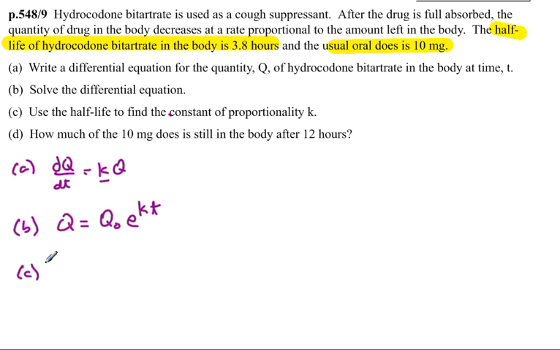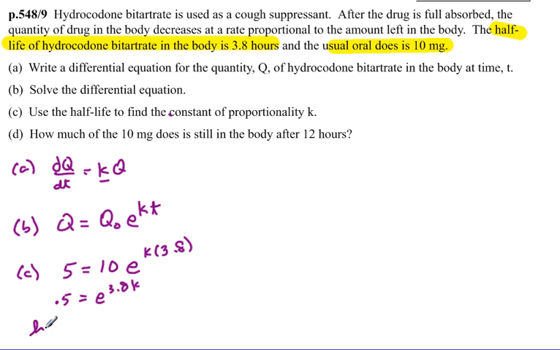So in part C, I'm supposed to find K, and so let's go ahead and start off by putting in half of the amount. If I start with the whole amount, perhaps we could use the 10 milligram dose there. Half of that would be 5 that's left after 3.8 hours. So we're going to put 3.8 right in there. First step is to divide 5 by 10. So we've got 0.5 equals e to the 3.8 K.